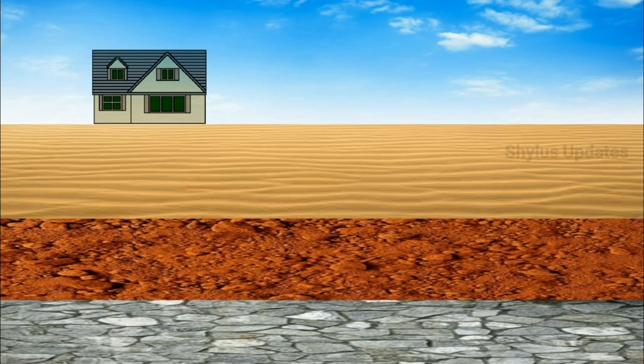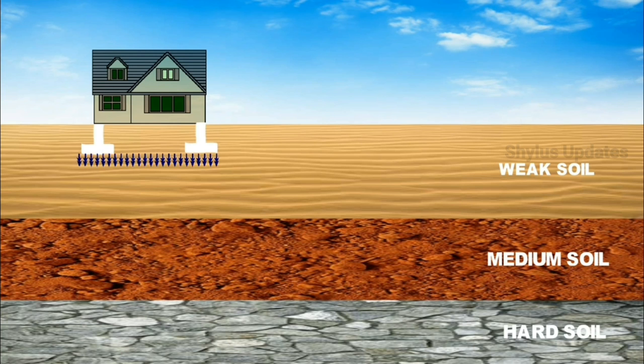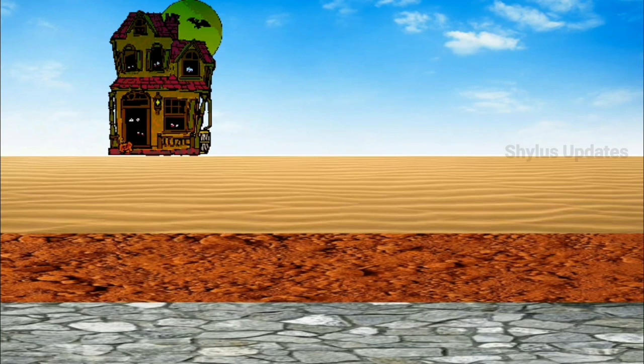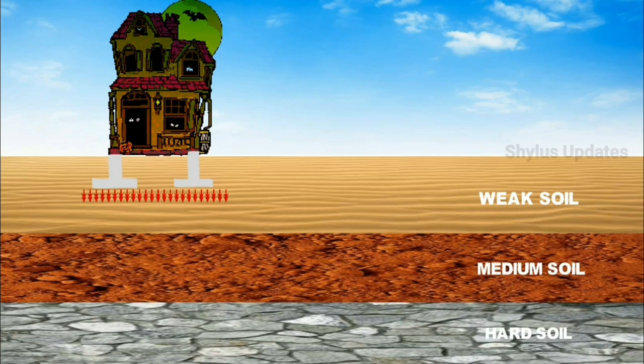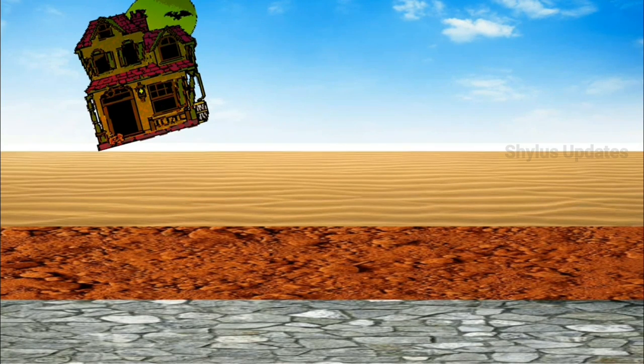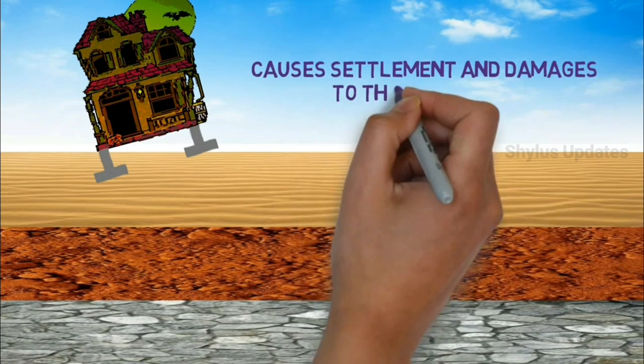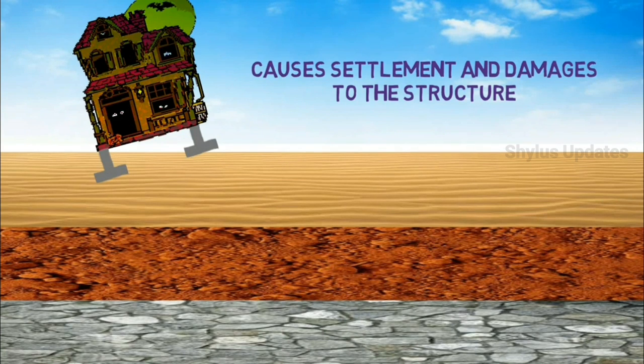When the structural load is less or moderate, it is very much economical to use shallow foundation, where the underlying weak soil is able to bear the loads. But when the structural loads are large and heavy, the underlying weak soil will not be able to bear the heavy loads, which causes settlement and damage to the structure.